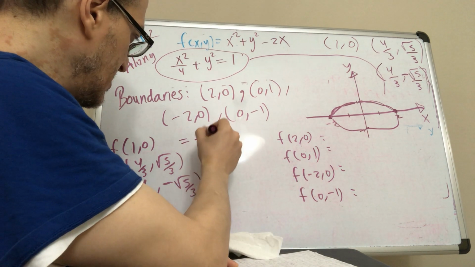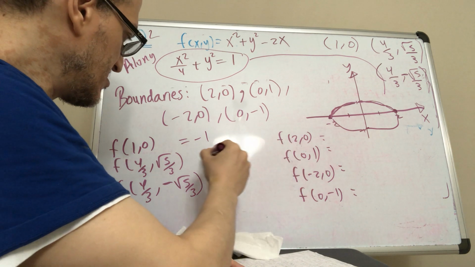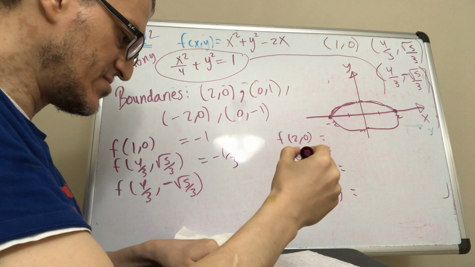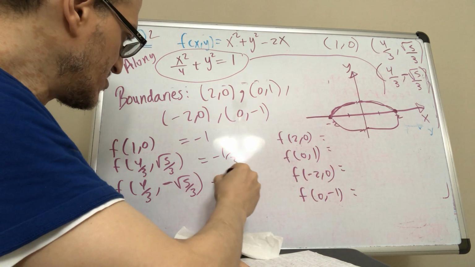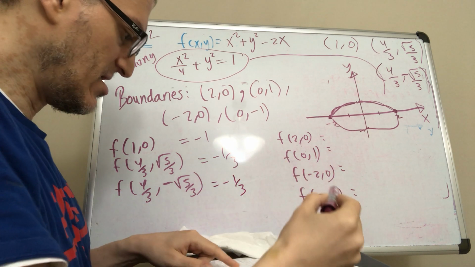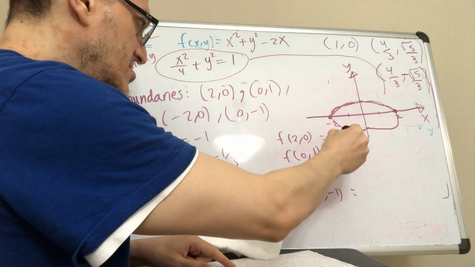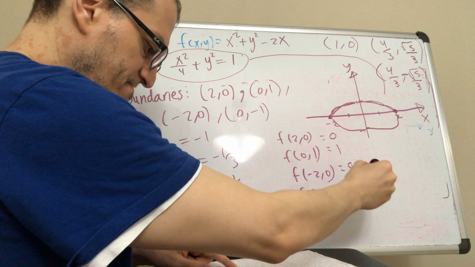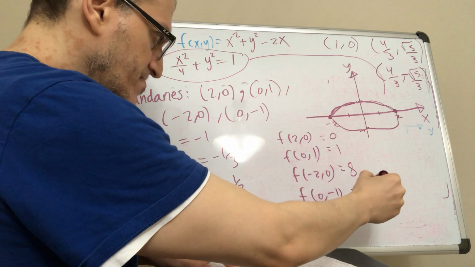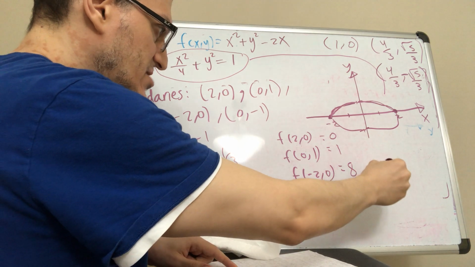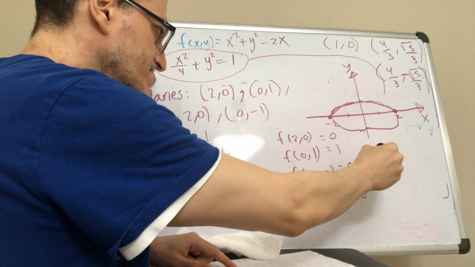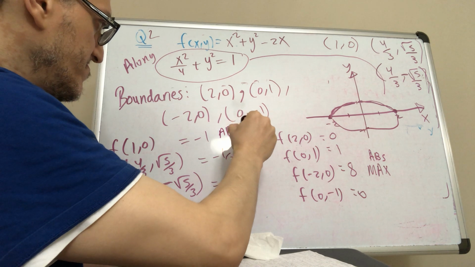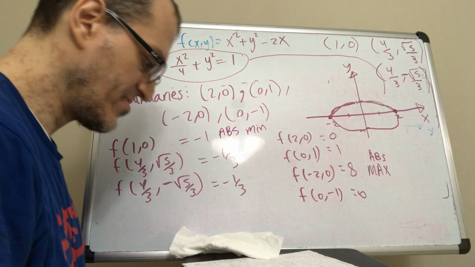This one gives you minus 1. This one gives you minus third. This one gives you minus third. And then you have 0 here. 1, 8, and 0. This is your absolute max, and this is your absolute min. Good?